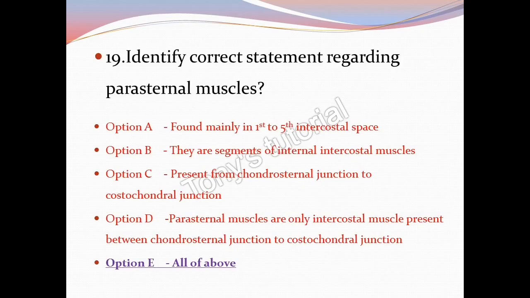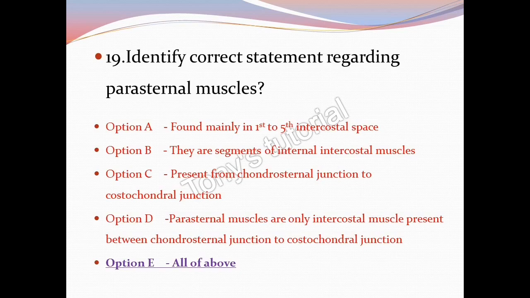That is the difference. Identify the correct statement regarding the parasternal muscles. So what do parasternal muscles mean? The parasternal muscles are actually intercostal muscles, which are present between the chondrosternal and costochondral junction. That is, from the chondrosternal junction to the costochondral junction.